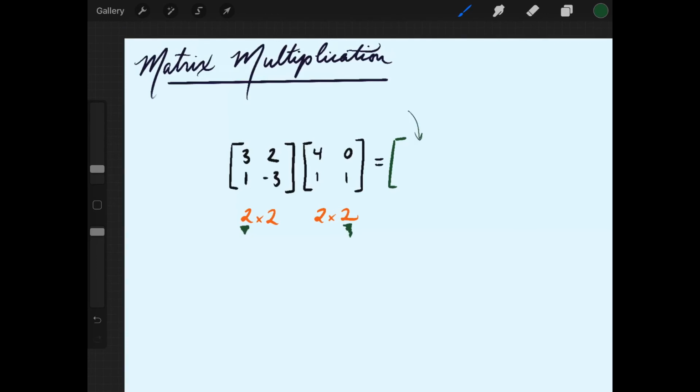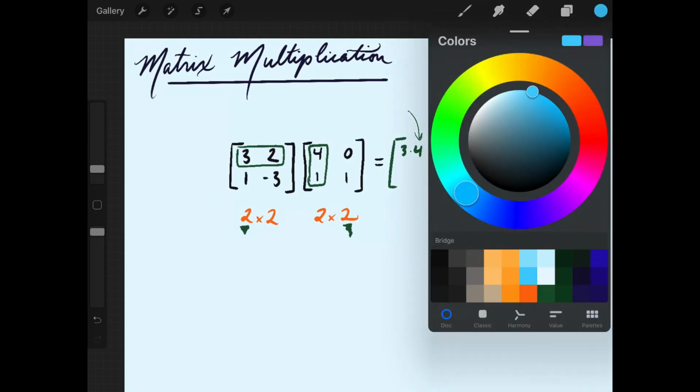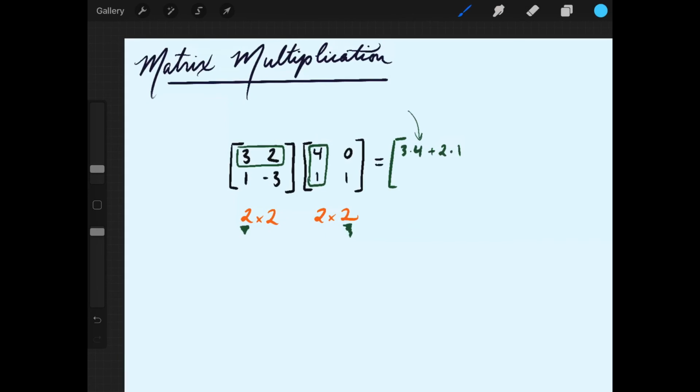So we're first going to work to try to figure out what goes in the first row, first column of our answer. Remembering last time, we know that we need to take the first row and the first column, respectively, of our two matrices that we are combining. Now, into this matrix, I'm going to write my scratch work. So remembering how this works, I'm going to do 3 times 4 plus 2 times 1. We'll simplify later.